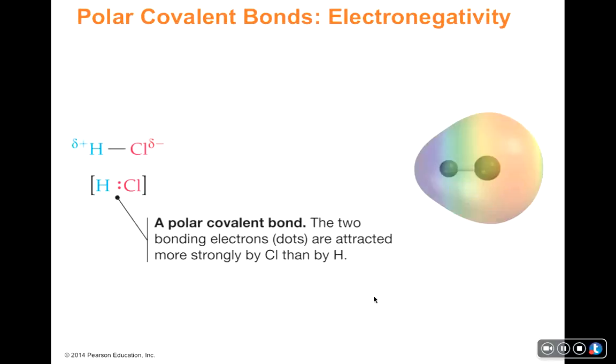Polar covalent bond, again, this is where the electronegativities differ. If you look up electronegativity values, you'll see that chlorine's is higher than hydrogen. So chlorine has a partial negative charge and hydrogen has a partial positive charge. You can see that also reflected in that electrostatic potential map where the red region is over that chlorine molecule and then the blue is over the hydrogen.